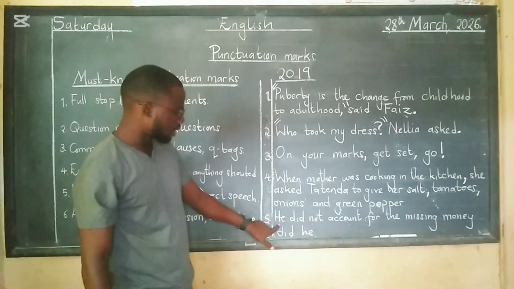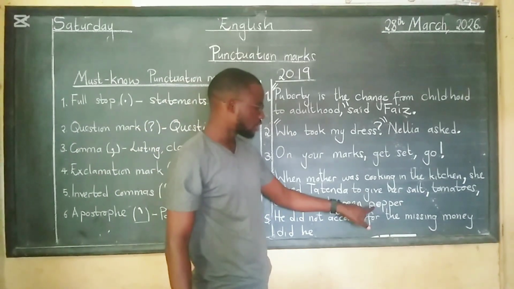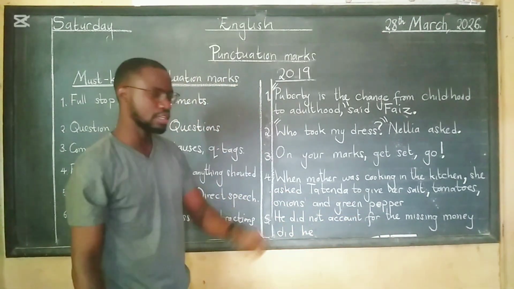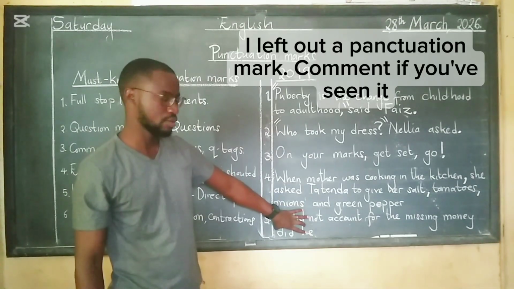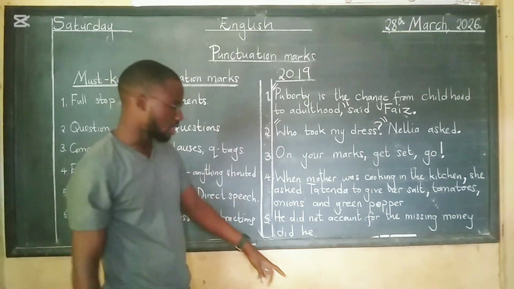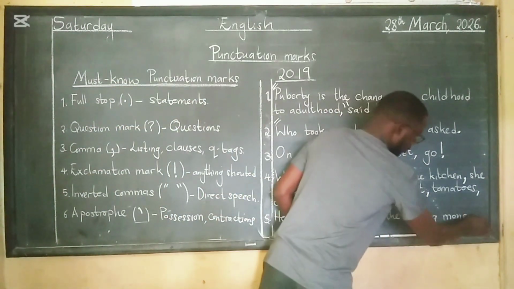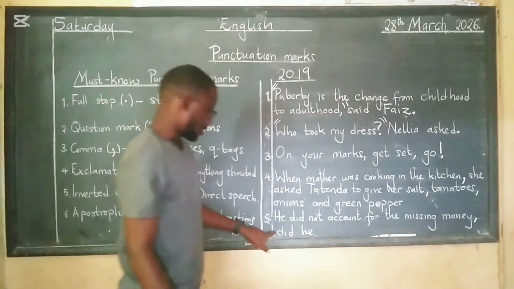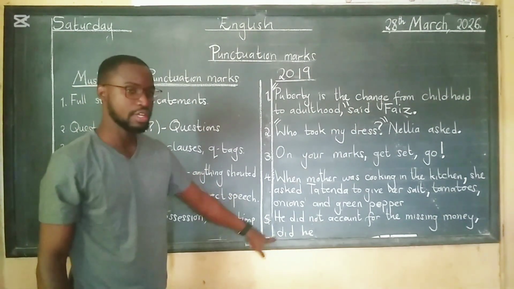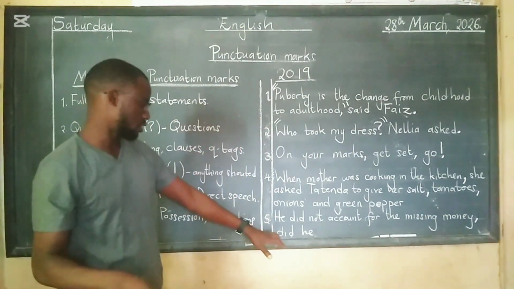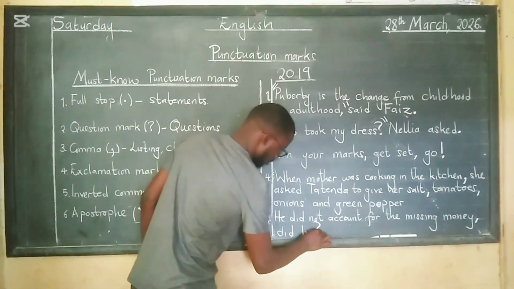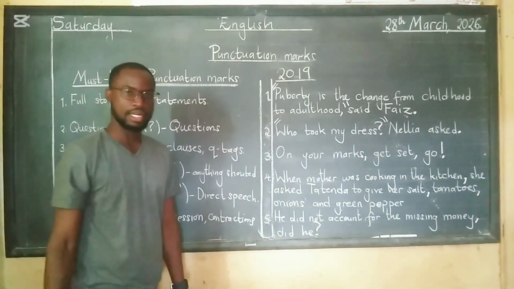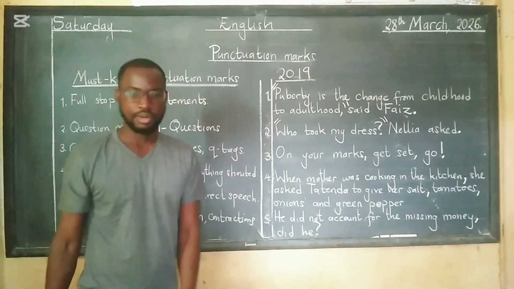Then 5, he did not account for the missing money, did he? So this one has "did he", the question tag. So what do we do? The first thing is, before a question tag, you put a comma. Then for a question tag, check if there's any contraction. So "did he" is fine, no contraction. So we just put a question mark like that.